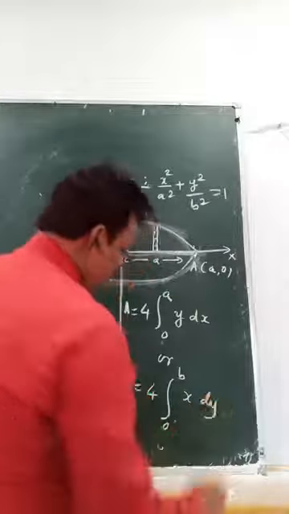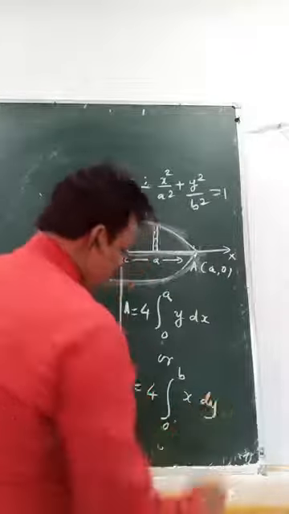There are 2 types. Y square is 4x. This figure is like this. This is your y square is equal to 4x. This is the focus A0. So if I close here, there will be 2 parts. So area will be 2 times integral 0 to A y dx.